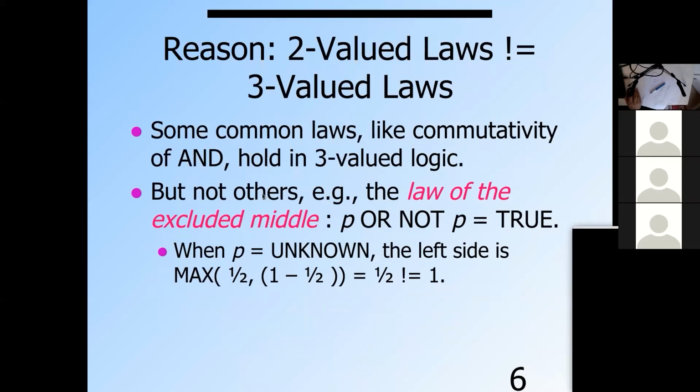So, the law of the excluded middle. There are a lot of logic properties that do not hold. Basically, in logic, P or not P is true, but that's not true if P is unknown. So the law of the excluded middle doesn't work in this three-valued logic.